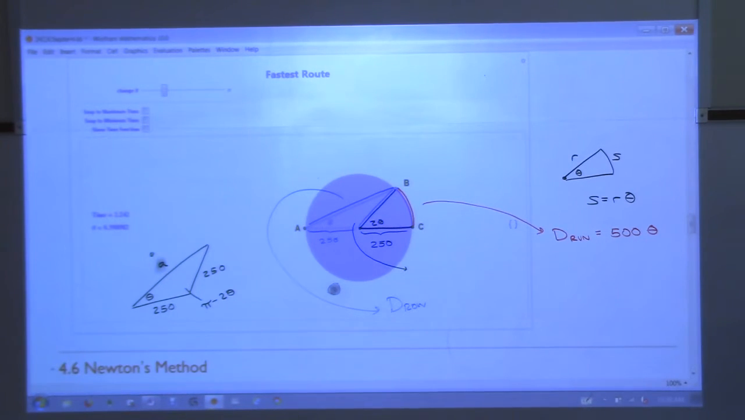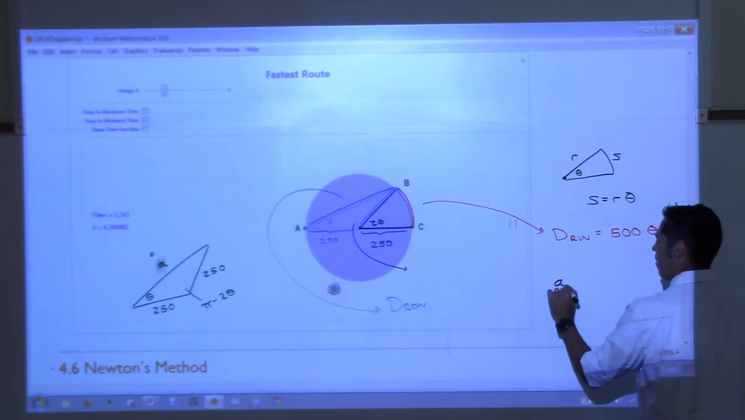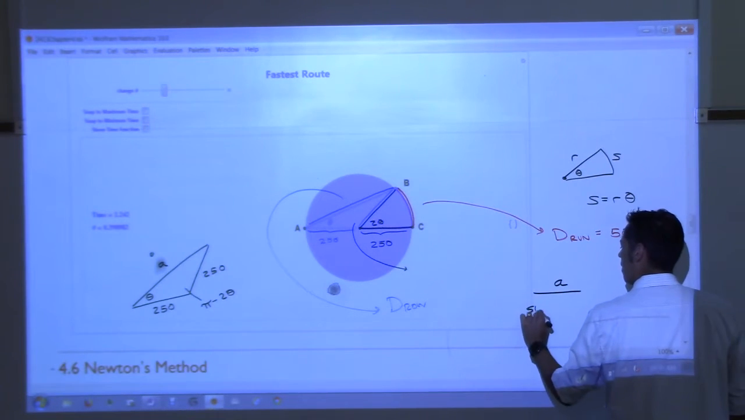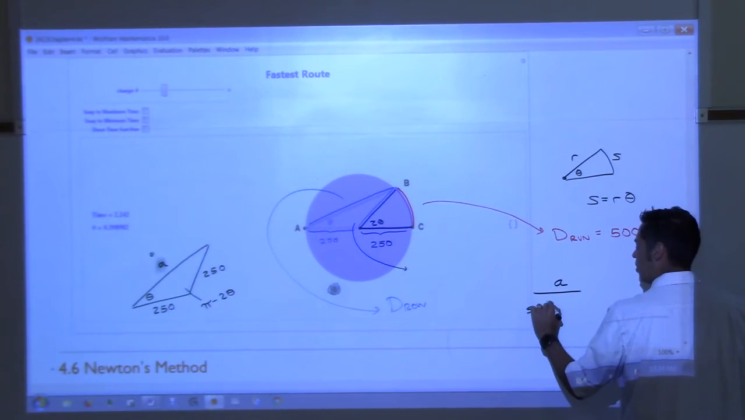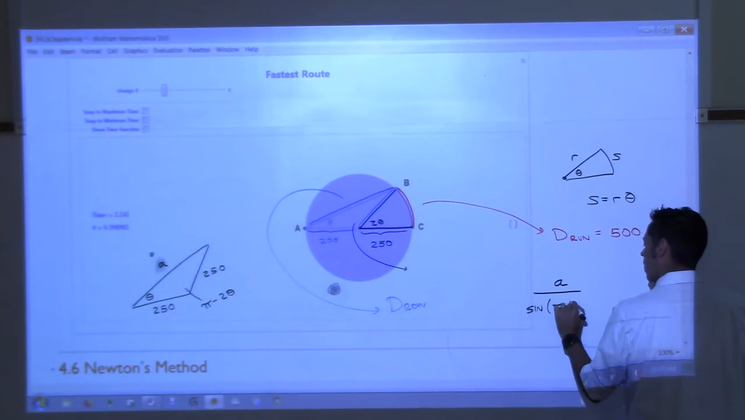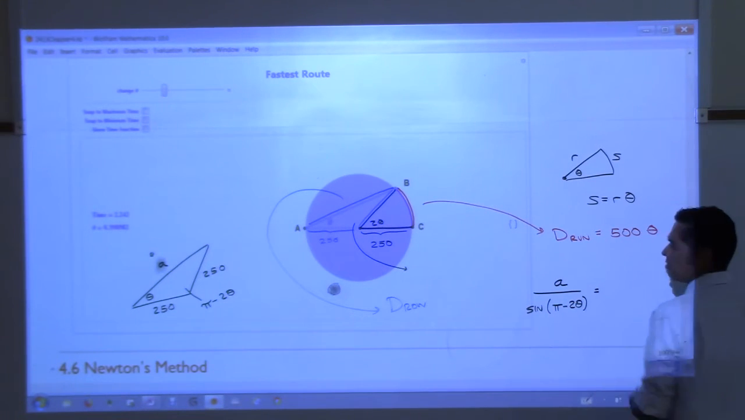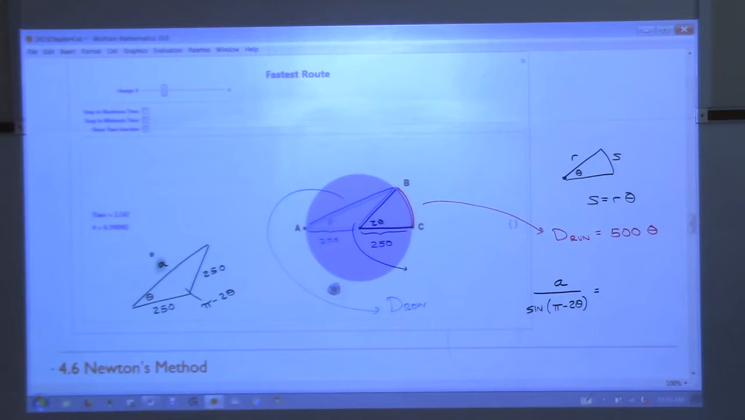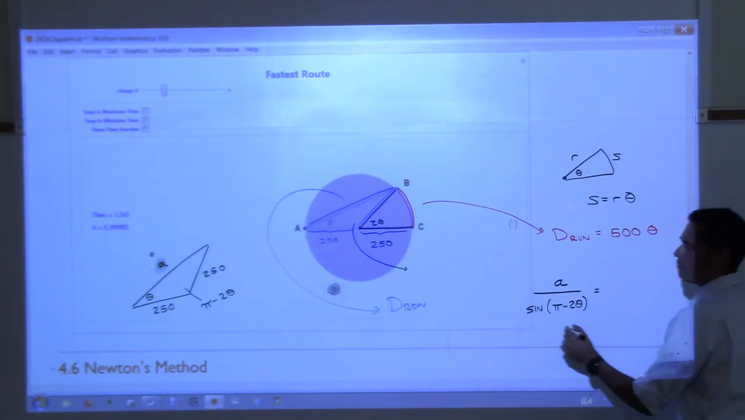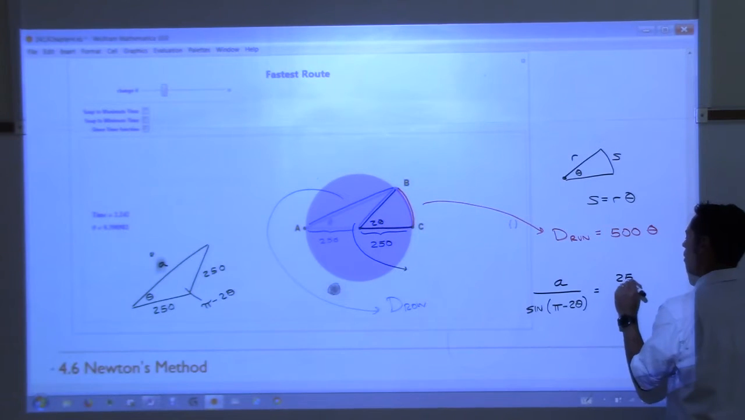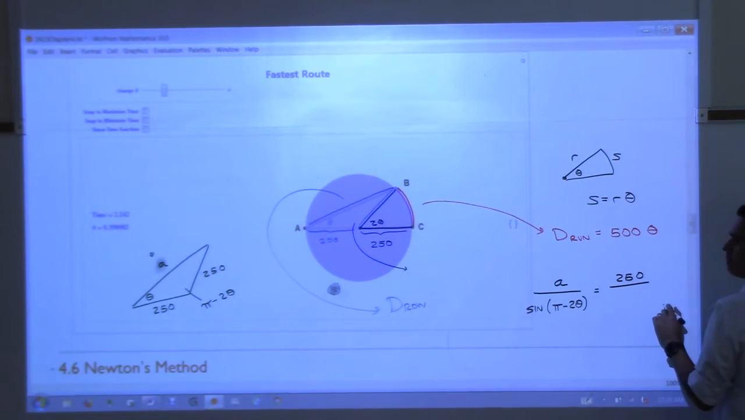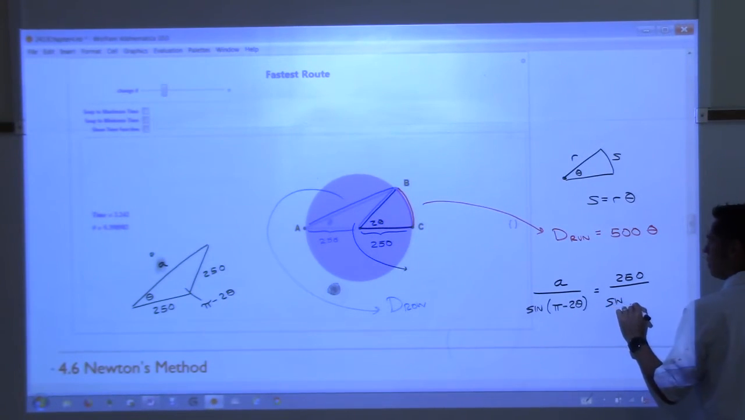Little a. So what I could do is little a over sine of big A, which would be sine of pi minus 2 theta, is equal to any other side over the sine of its angle. Little c, 250, we know that's 250 over sine of big C, sine of theta.